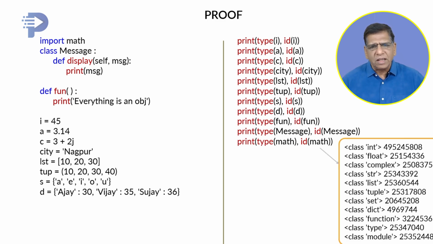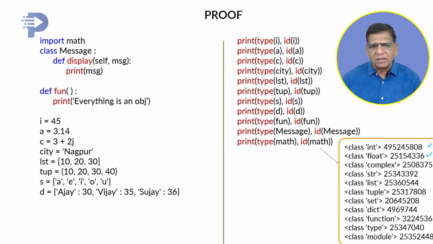Now what you can see is that everything is a class. Every type is a class. It means when I say i equal to 45, an integer class object gets created. It's a nameless object and its address is stored in i. By printing out id of i, you are printing out this address, 4952458808. This is the address that gets printed out. Similarly, when I created a float, an object got created, its address got stored in a. That's the address that is being printed out. Same is true for every other type.